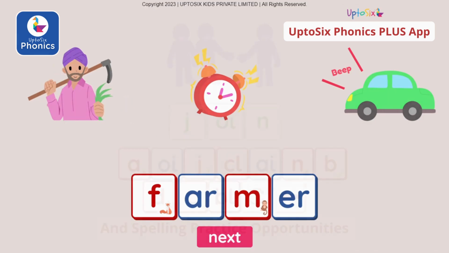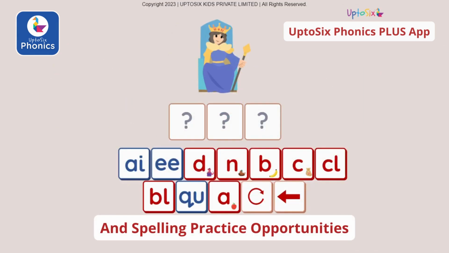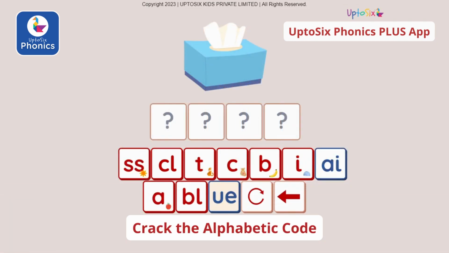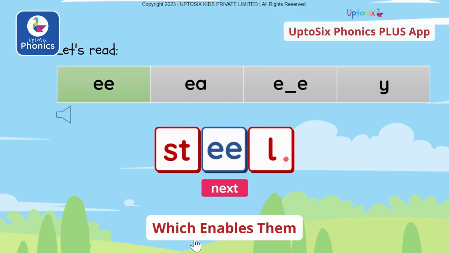Farmer. Can you spell queen? Qua. E. Queen. Can you spell grain? Grr. A. Grain. Tissue. T. E. Ooh. Tissue.